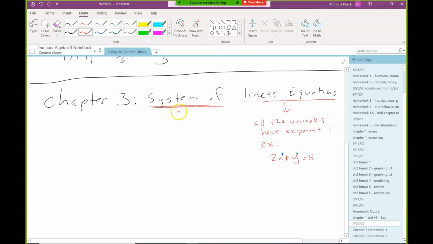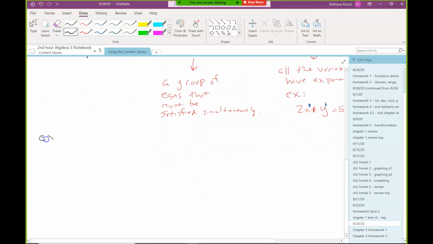A system of equations is a group of equations that must be satisfied simultaneously. And this word simultaneously, what do we mean by that? At the same time, yeah. So let's look at an example of a system of equations, of linear equations.